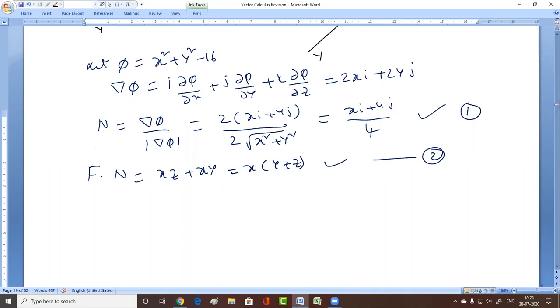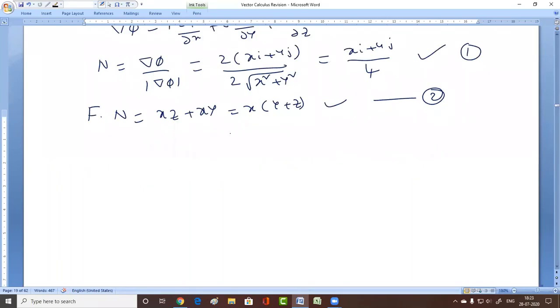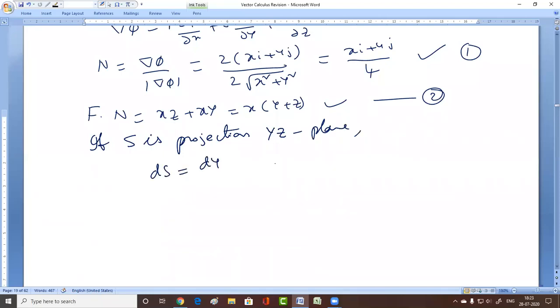Third step, if S is projected, as we already discussed, either on the YZ plane or the XZ plane. Now I will take the YZ plane. Then what about the dS value? dS equals dy dz by the modulus of n dot i. So dy dz by n, which is already known, dot product with i, divided by x by 4. And also one point is missing here: if you take the dot product F dot n, the division by 4 is also there.